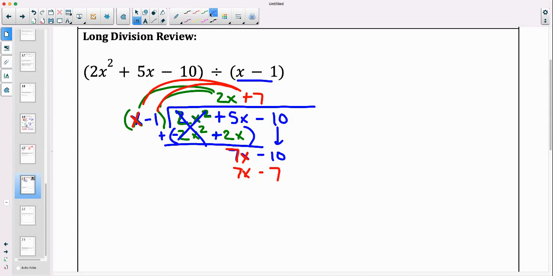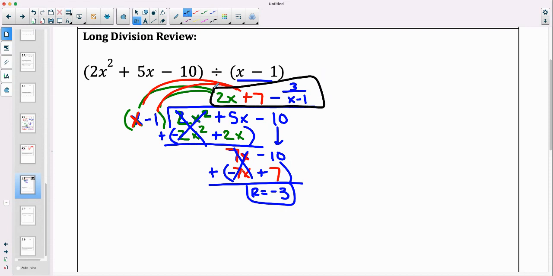Okay, same exact situation. We need to subtract, which means add the opposites, negative 7x and positive 7. These two will cancel. We have negative 10 plus 7, giving us negative 3. That's our remainder since there's nothing else to bring down. So where we put that is right up with the answer, a minus sign, since our remainder is negative 3, over x minus 1. And that's going to be our answer. Okay, so long division to start off the notes today, something that we don't want to forget before test time.